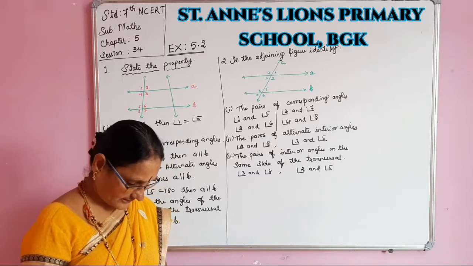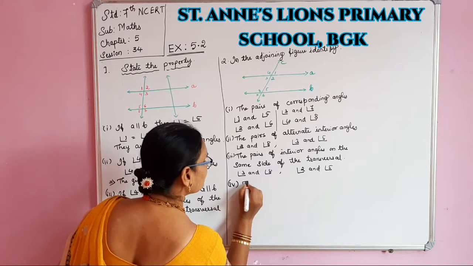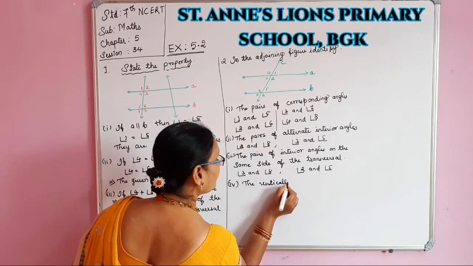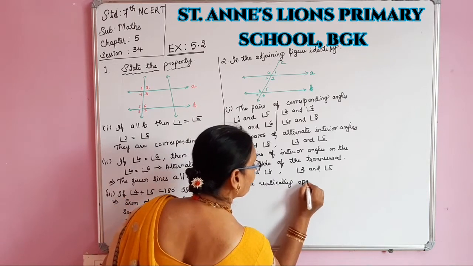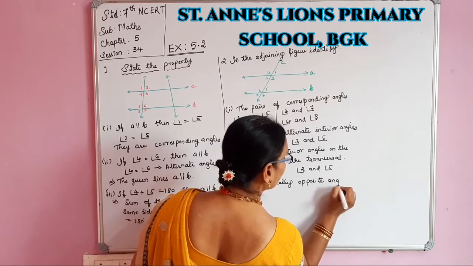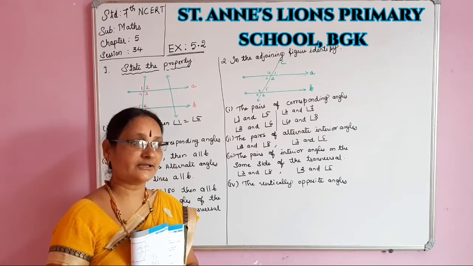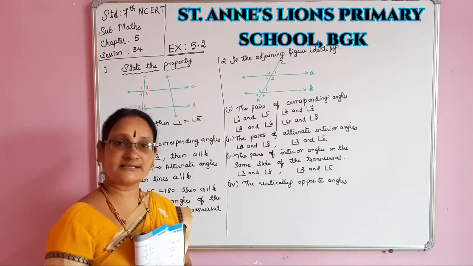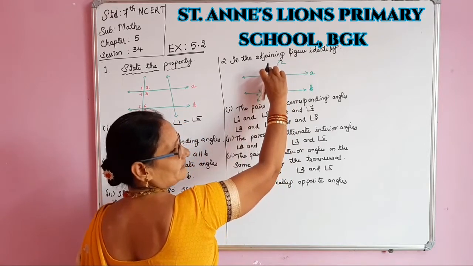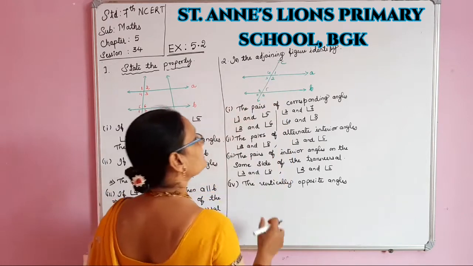side of the transversal. The fourth one is vertically opposite angles. You already know, you have studied, when two lines are intersecting each other, the vertically opposite angles are equal. See, this line and this line. This one pair is vertically opposite angles. These two are vertically opposite angles. These are vertically opposite angles.